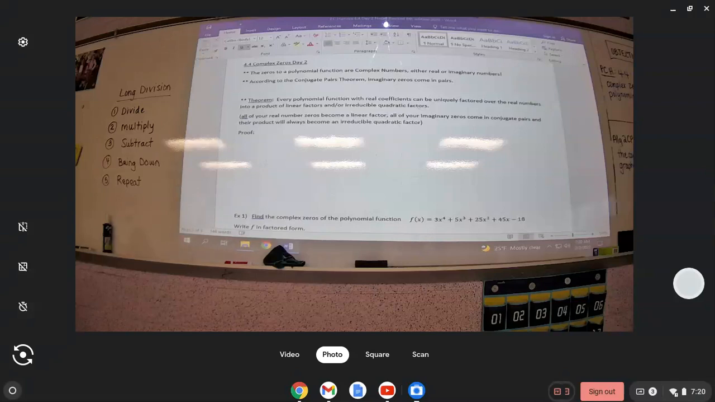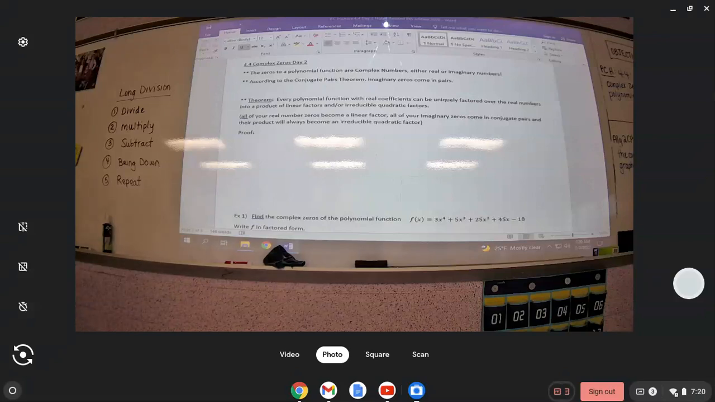Except 4-4 is now asking you for the complex zeros. It's no longer just asking you for the real zeros. So just remember, like I tried to explain yesterday, complex doesn't necessarily mean it has to be an imaginary number. A complex number can be real or imaginary. So basically, you are now responsible to find all possible zeros, whether they are real or imaginary ones, okay?